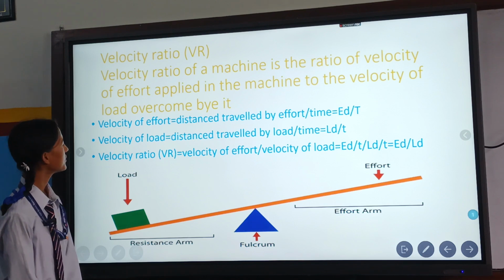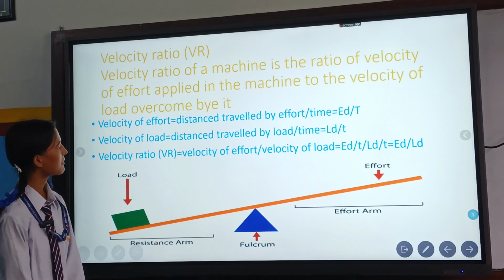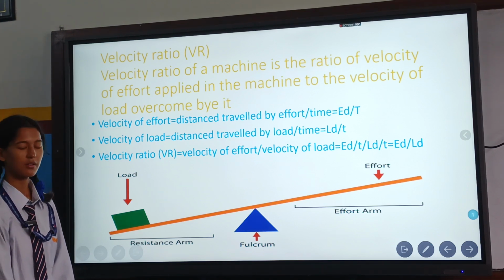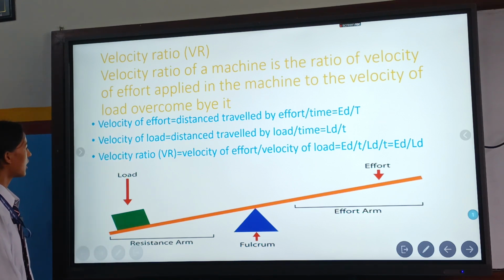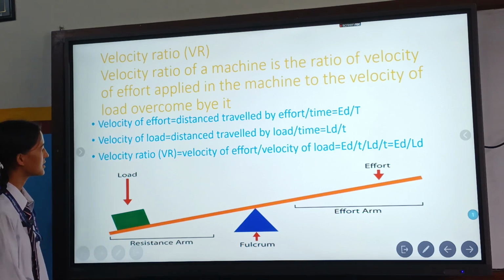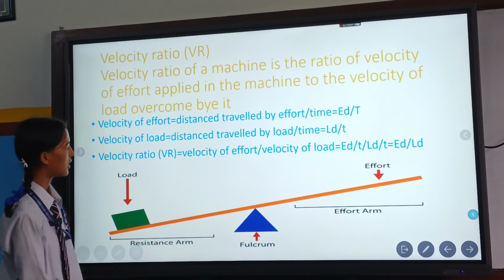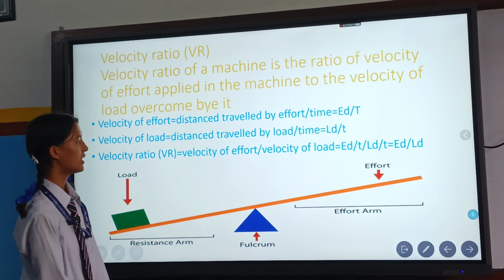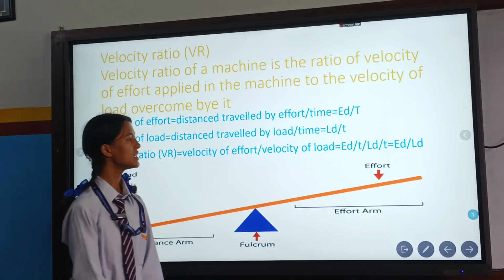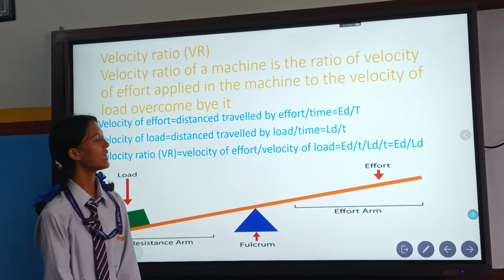The velocity of load is the distance traveled by load upon time taken, represented as dl upon t. Also velocity ratio VR is equal to velocity of effort upon velocity of load, represented as de upon dl.